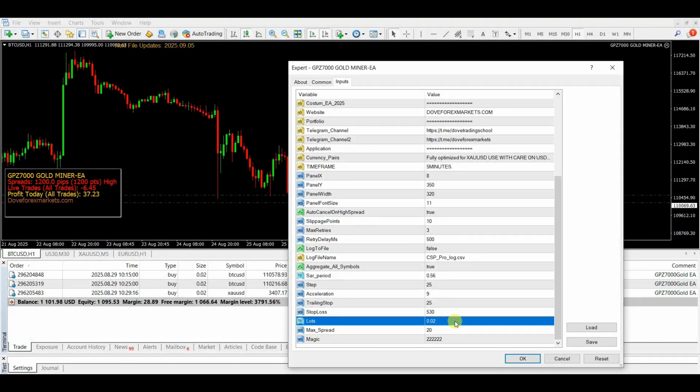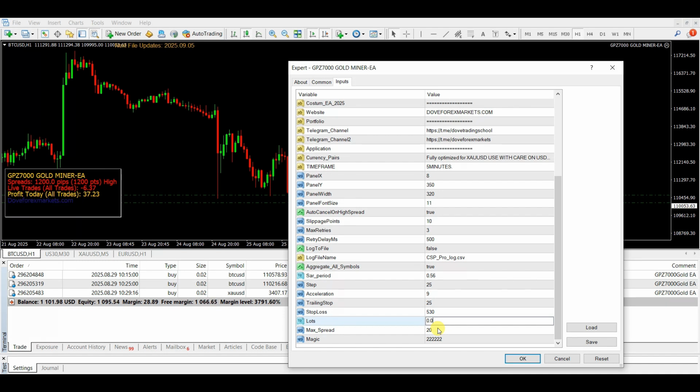I start with the lot size. If you are only trading gold with a $200 account, you have to use a lot size of 0.01. If your equity has increased by another 200, you have $400, it's 0.02. $600, 0.03. $800, that's 0.04. 1000, that is 0.05. Follow that sequence.